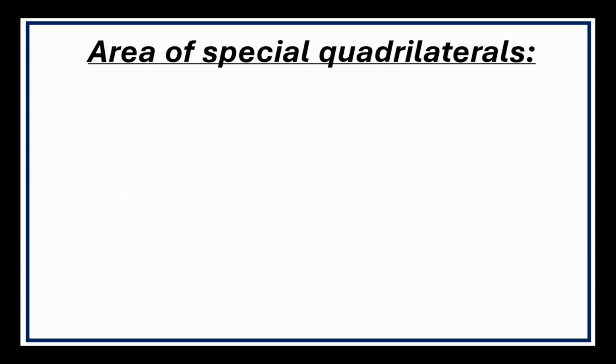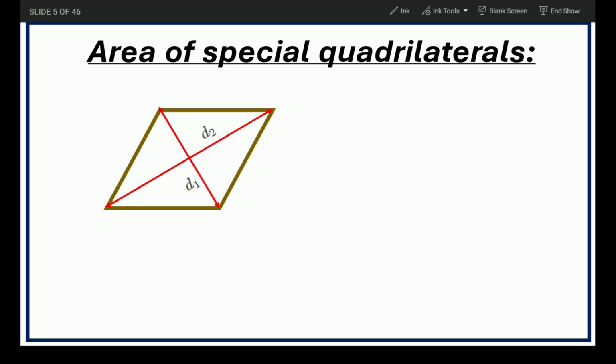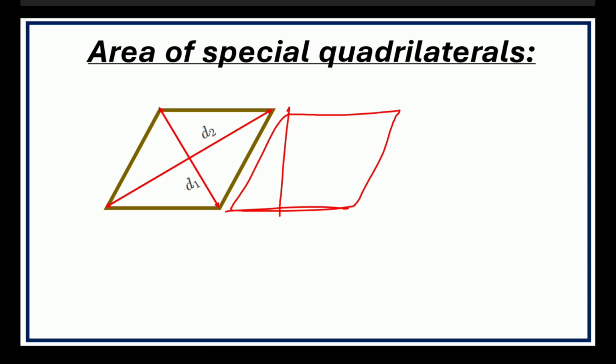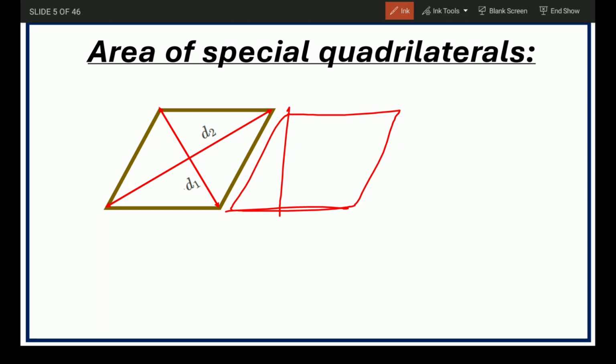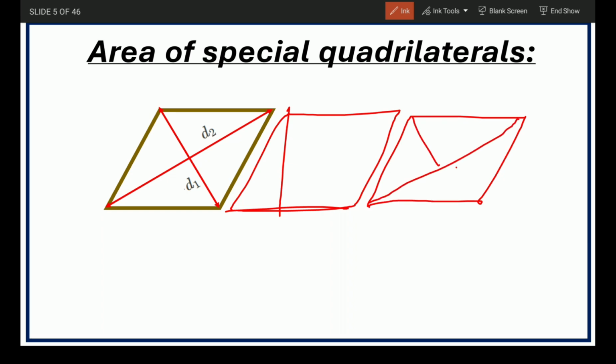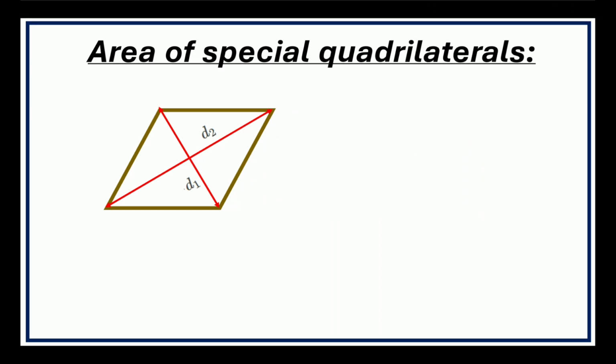Area of special quadrilaterals. Now again, this also looks like a parallelogram, right? Now we can't use 1 by 2 B H. Let's try another one, the previous formula we learned: 1 by 2 D, H1, H2. They've given D2. That's great. So we have one diagonal over there. But they haven't given H1 or H2. Rather, they've given the diagonals. So how do we calculate that area?